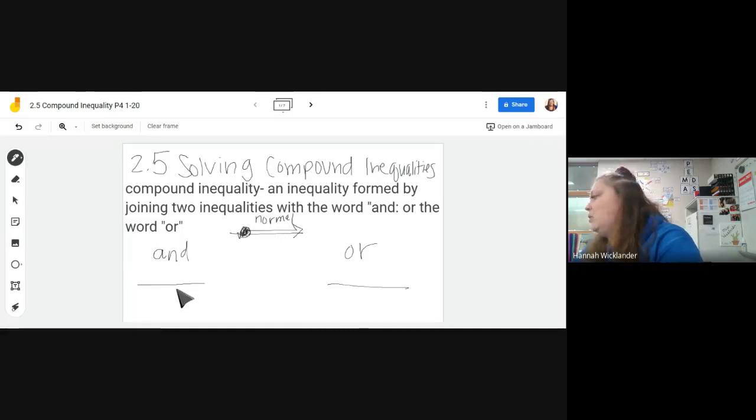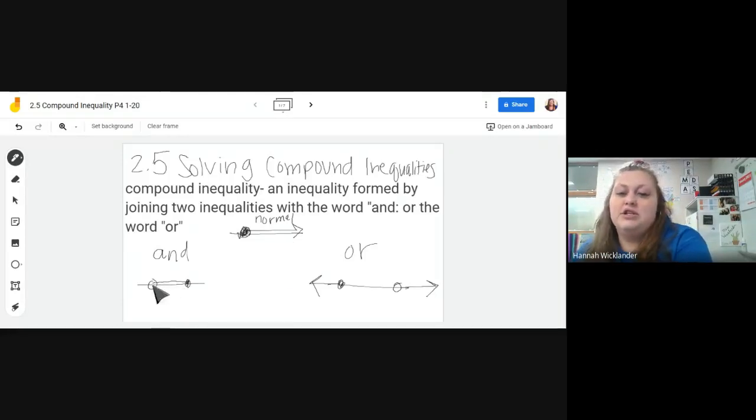An "and" inequality is where you have two dots and they connect. And an "or" inequality is where you have two dots and they go opposite ways. So I'm going to go more into that as I go on with the lesson, but with compound inequalities there's two dots and the lines either connect or go opposite ways. If you try to graph one and you get a line going this way and the other going this way, that's not right. They either need to go together or apart. You can't have them both going one direction.